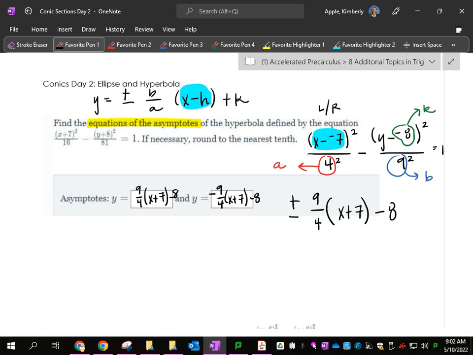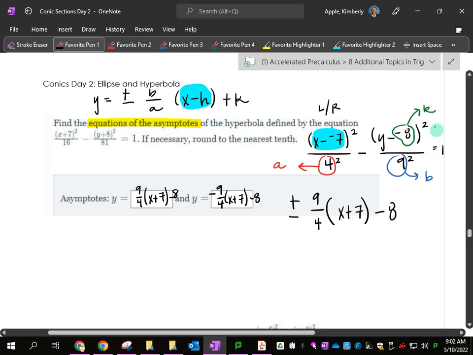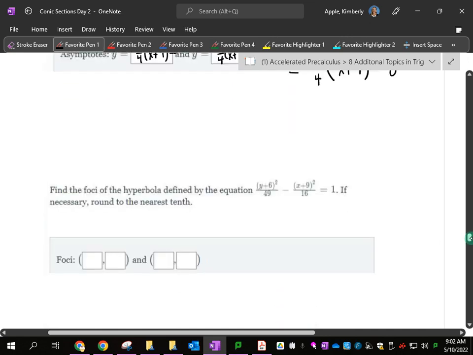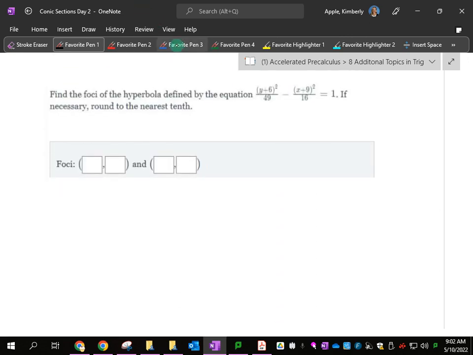What else we got here? Foci. Okay, buddy. Questions about asymptotes? Those are just the diagonal lines that are kind of crisscrossing through that diagram. All right, let's do the foci.